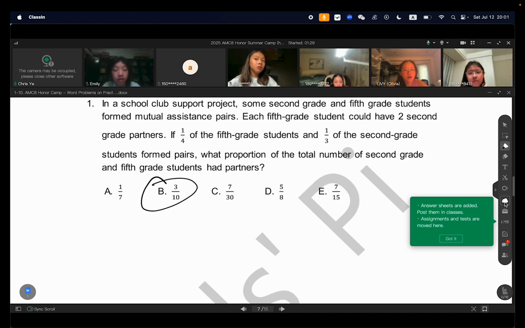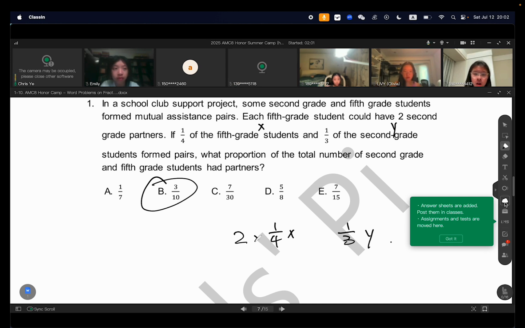Basically, again, using the method that we learned last class, it says that 1/4 of the 5th grade students and 1/3 of the 2nd grade students form pairs, and each 5th grade student could have 2 2nd grade partners, right? So we can just say that 5th grade students are X and 2nd grade students are Y. So again, we have 1/4 X and 1/3 Y. But since there are twice as many 2nd graders as 5th grade students, we're actually going to have to multiply this side by 2 instead of the other side. So that means these two sides are the same, and 1 over 2x is the same as 1/3 y.